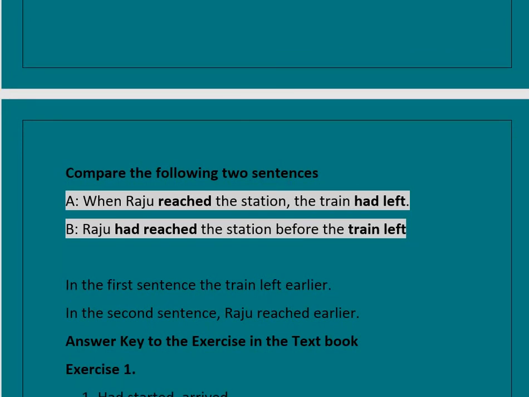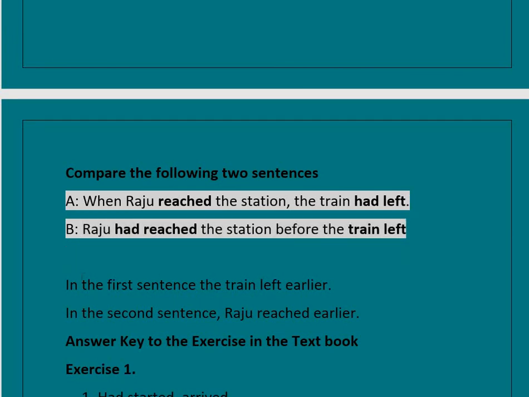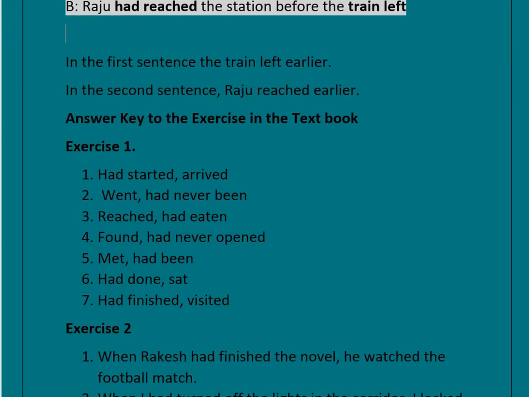Now, compare the following two sentences. A. When Raju reached the station, the train had left. So, the train had already left. Raju was late. Now, observe the second sentence. Raju had reached the station before the train left. Here, Raju had reached. Raju was not late. In the first sentence, the train left earlier. In the second sentence, Raju reached earlier.